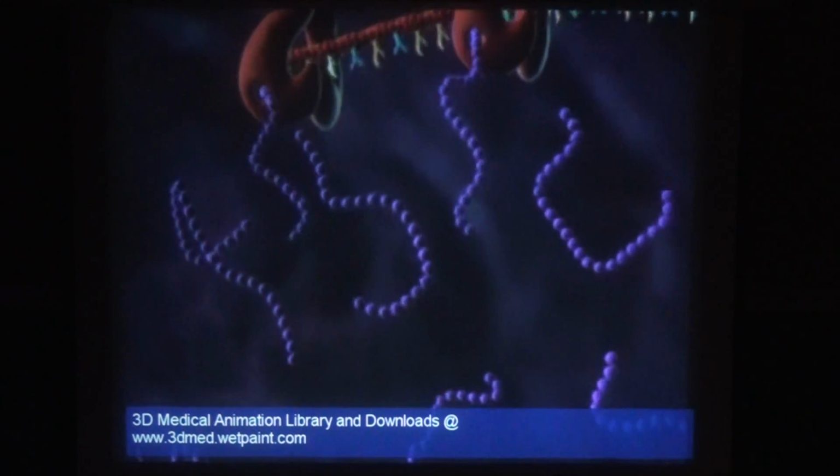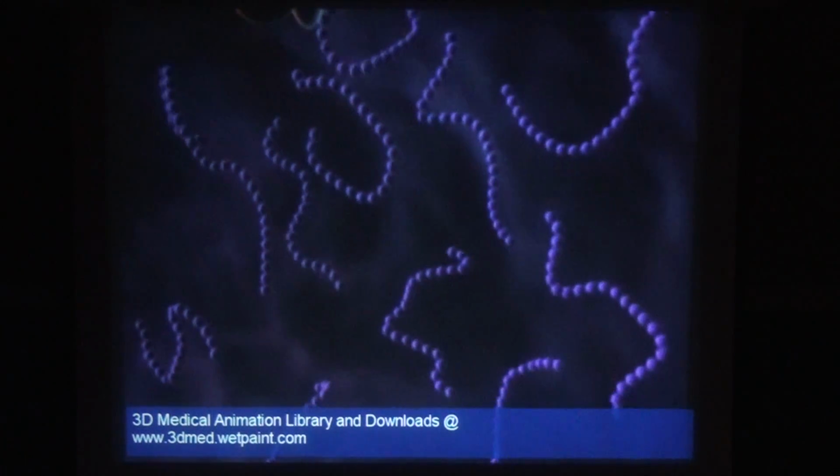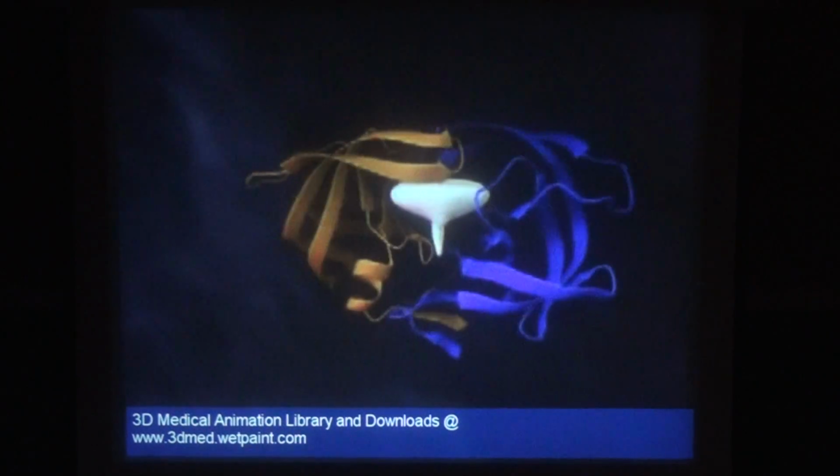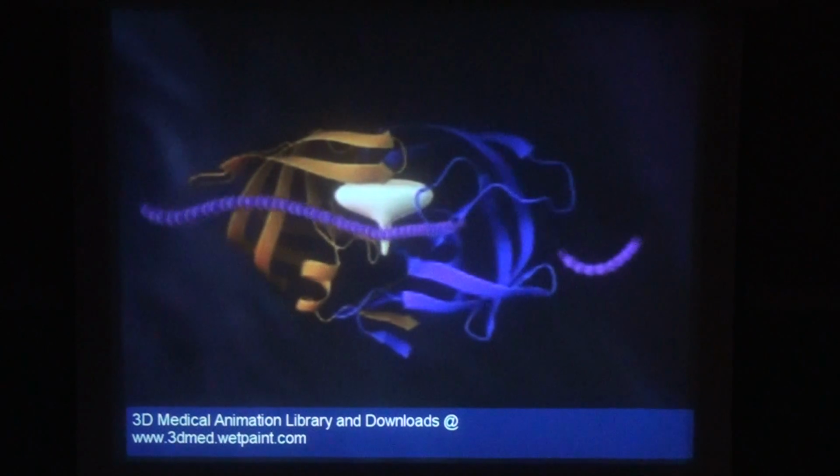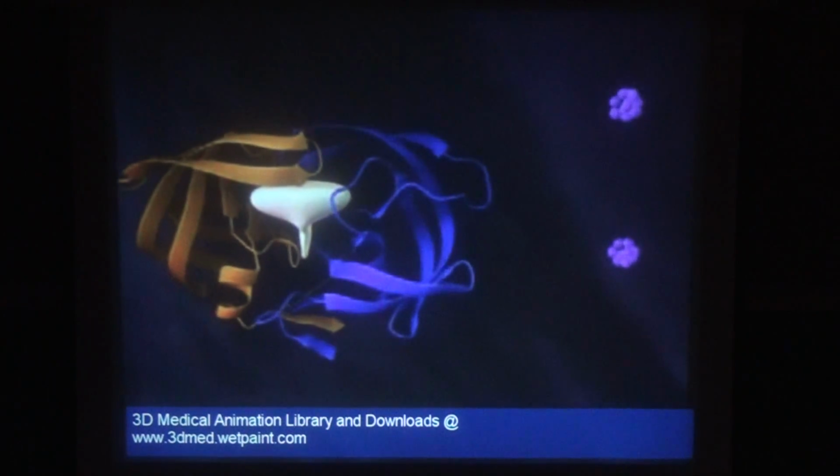Some of them have to be processed by the viral protease. Protease cleaves longer proteins into smaller core proteins. This step is crucial to create an infectious virus.